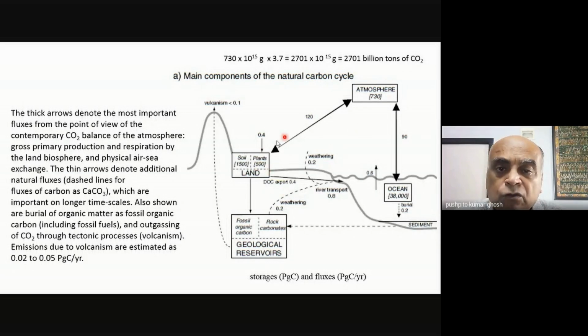Now, there is a flux which is typically roughly about 120 petagrams. So you've got some idea of the exchange of carbon dioxide between the atmosphere and the land, and between the ocean and the atmosphere, and also there will be some amount of migration between the land and the water. One of you mentioned carbonates.